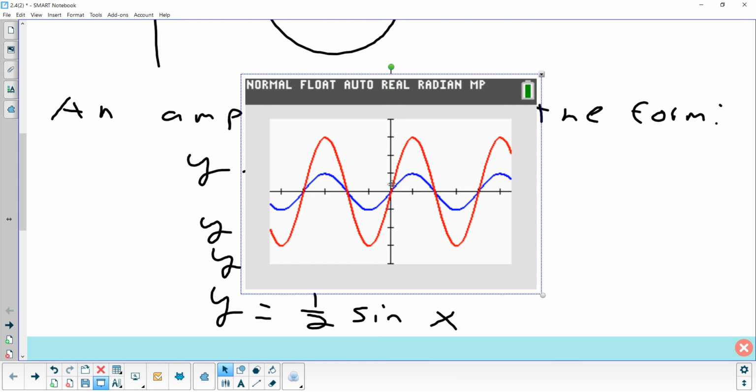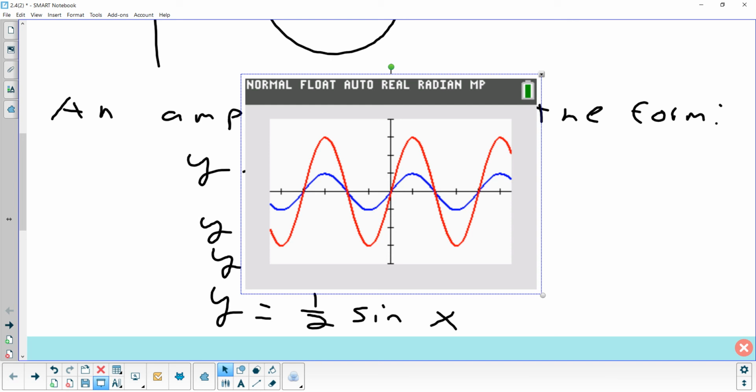James, how high does the graph in blue go? 1. How about the one in red? 3. So we tripled the amplitude. Instead of having a height of 1, now it has a height of 3. So any question on what that looks like?